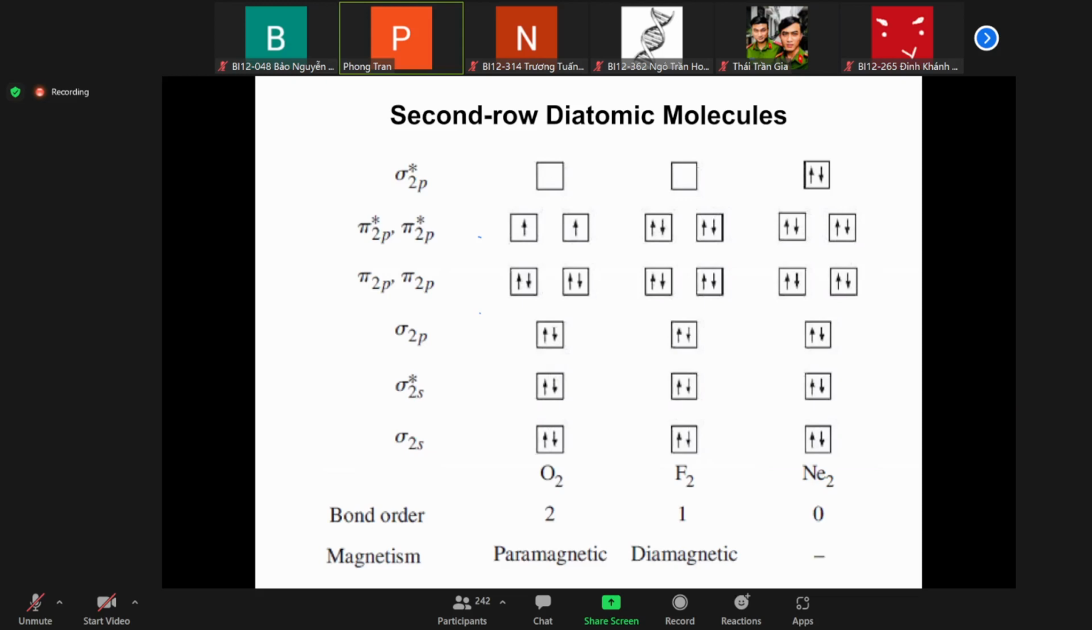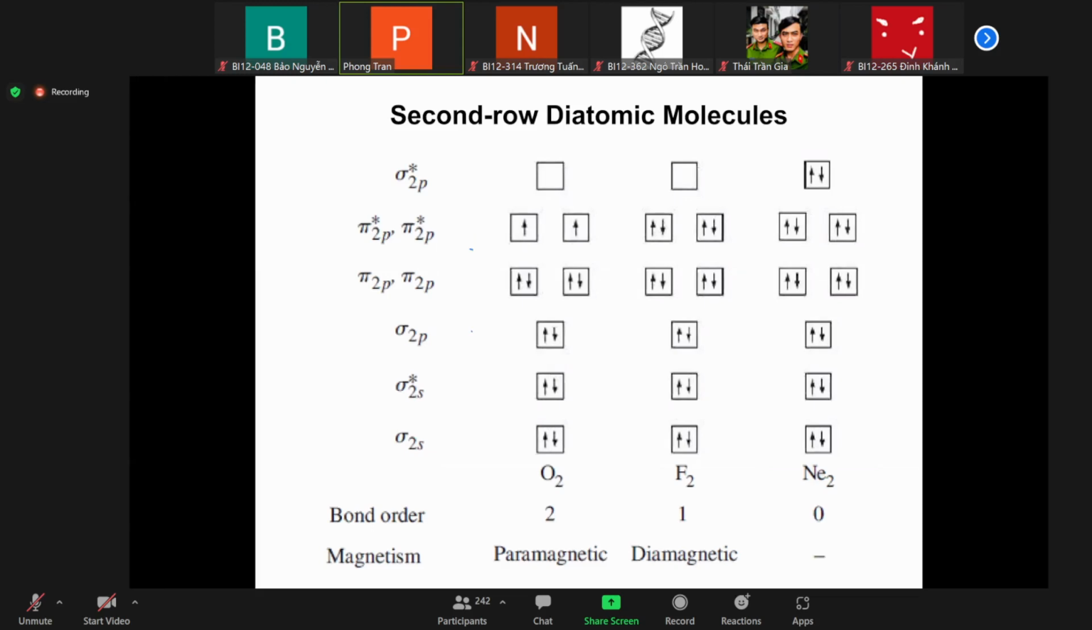Next, when we look at the oxygen, you have 6 electrons in the bonding orbital and 2 electrons in the anti-bonding orbital. So in total, you have 6 minus 2 equal to 4, divided by 2. So the bond order equals 2. That's why you know that oxygen has a double bond.